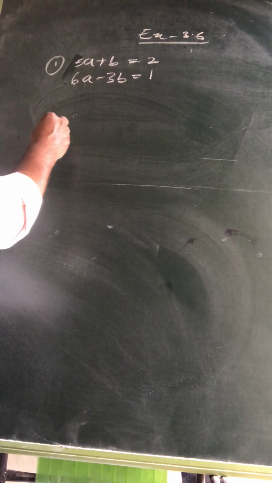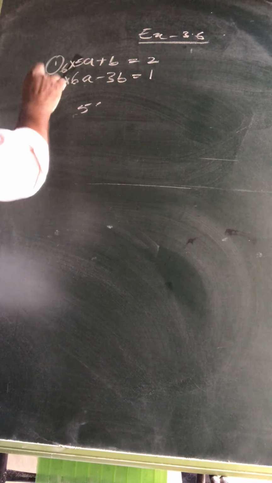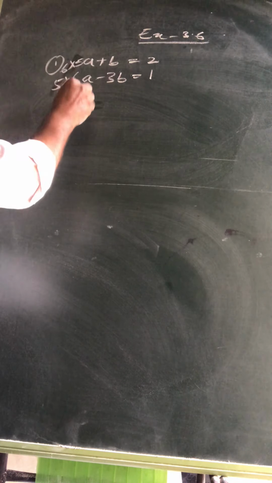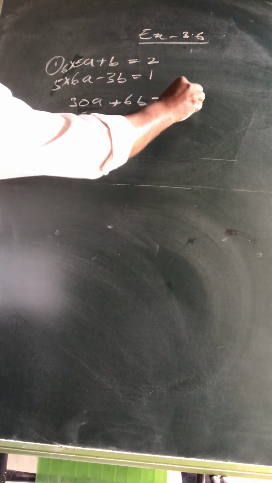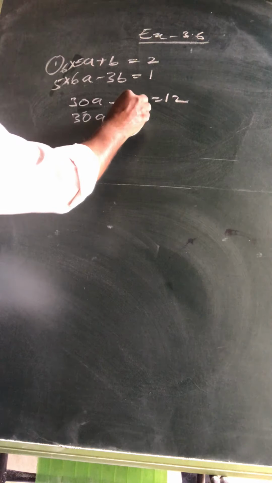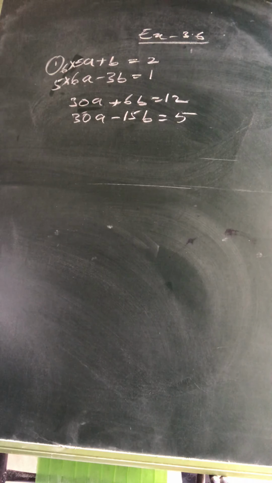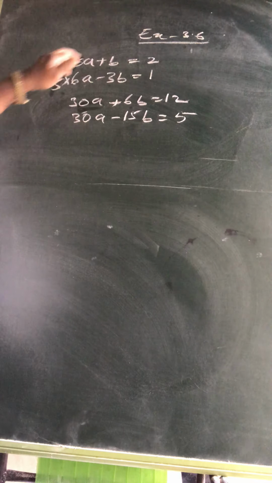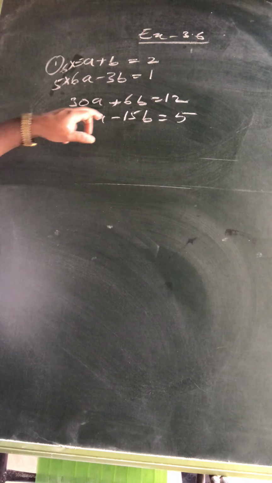So what are we supposed to do here? 5a into 6, and 6a into 5. Now 5 sixes are 30a plus 6 into b is equal to 12. Now 5 sixes are 30a minus 5 threes are 15b is equal to 5 ones, 5. Have you understood? 6 fives are 30a, and 6 into b is 6b, 6 into 2 is 12. So 30a minus 15b is equal to 5.